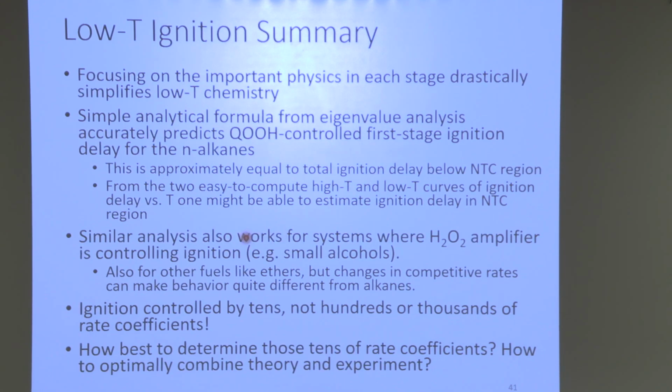You can do similar analyses for systems where the hydrogen peroxide amplifier is controlling, but this gets more complicated because things like the heat release from the other side reactions are really important, because it's very sensitive to the temperature. But overall, the ignition is controlled by some tens of reactions, not by hundreds or thousands. So it's believable that this might be computable. And a key question is, can we calculate them accurately enough? Can we measure them? How do we best combine the theory and experiment? I think this is a challenge for the community of how to do it properly.